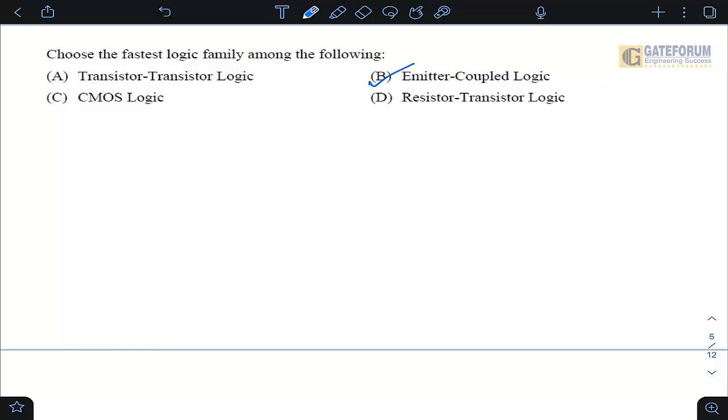In the logic families, you have studied all these things. For CMOS logic, if I speak regarding the lowest power dissipation, it happens in CMOS logic. Each family has its own merits and demerits, but the ECL family, emitter coupled logic, is the fastest logic family among all. It is BJT based circuits only, so it is the fastest logic family. So the answer is option B for this.